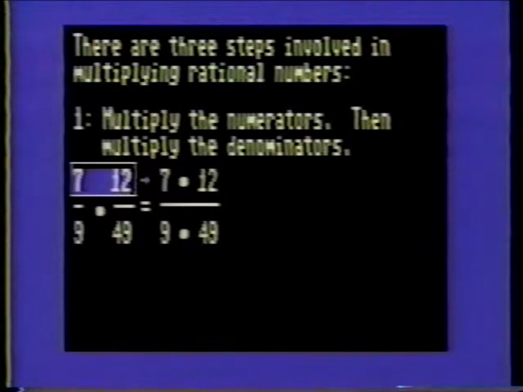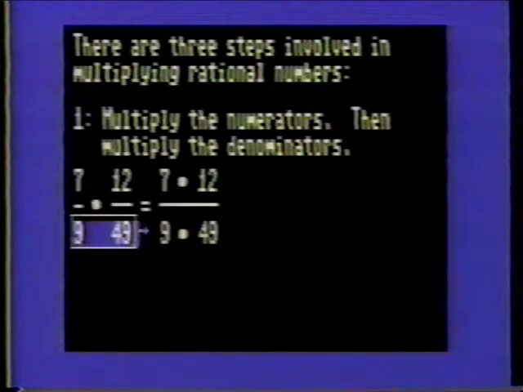There are 3 steps involved in multiplying rational numbers. First, multiply the numerators, then multiply the denominators. As the following example illustrates, 7 and 12 are the numerators in these 2 rational numbers. 9 and 49 are the denominators. Thus 9 and 49 are multiplied.